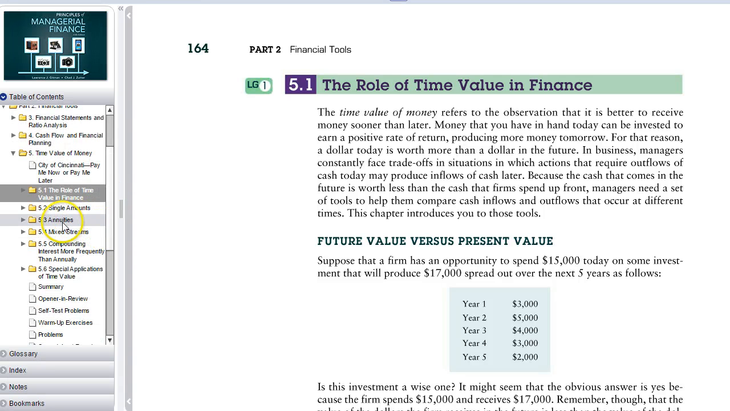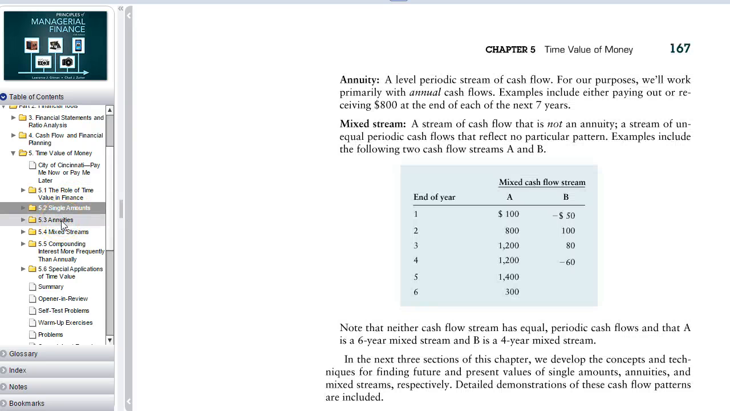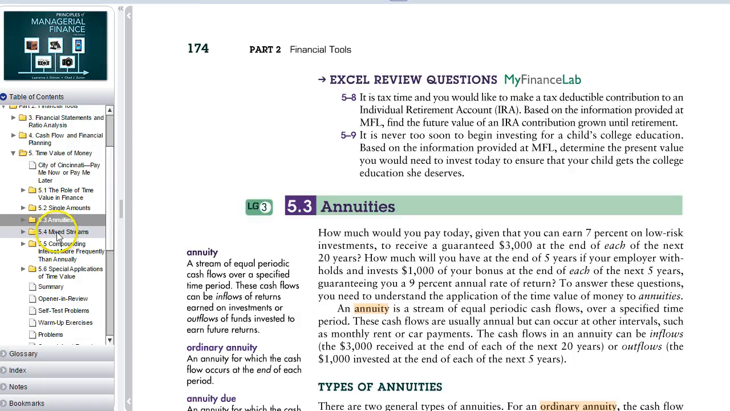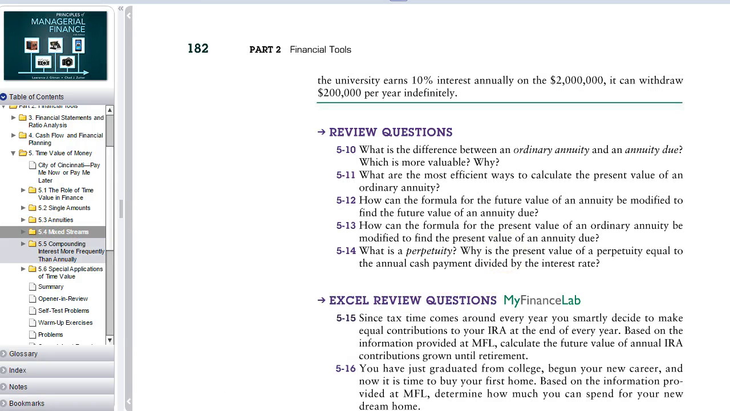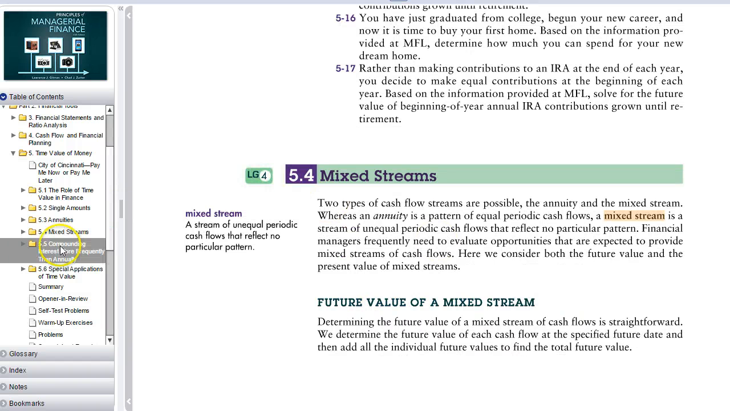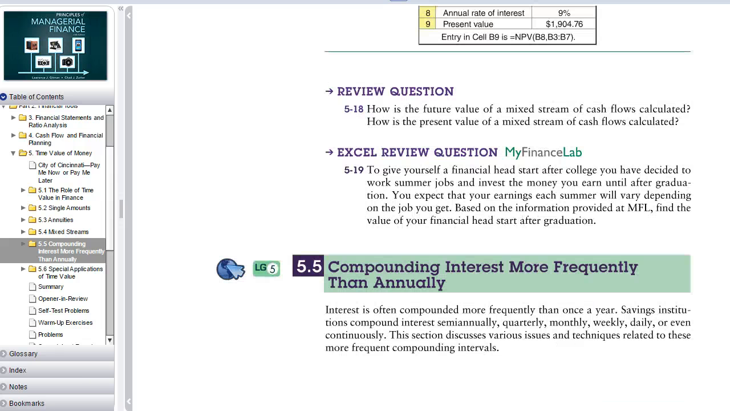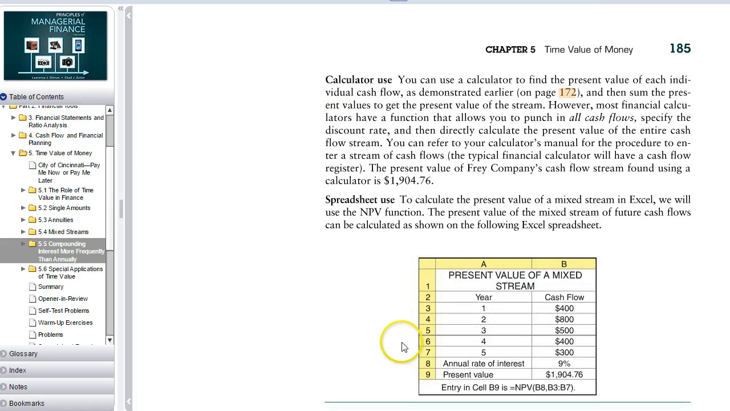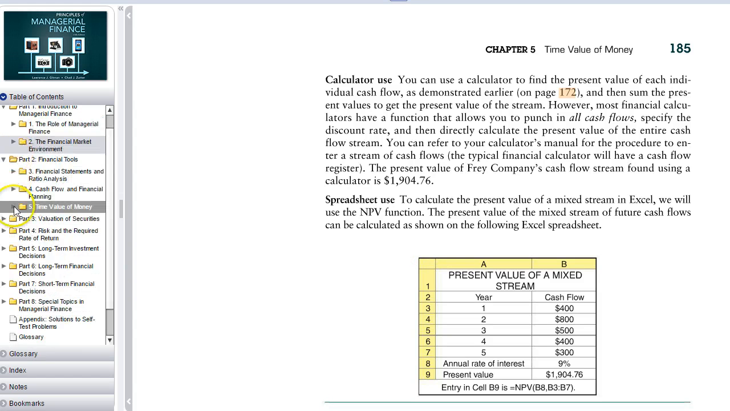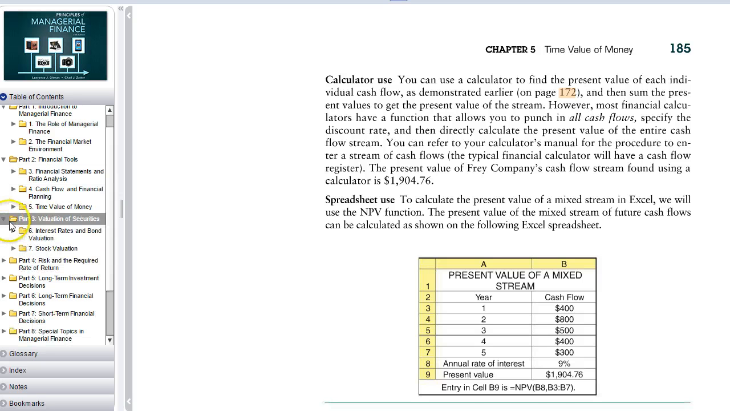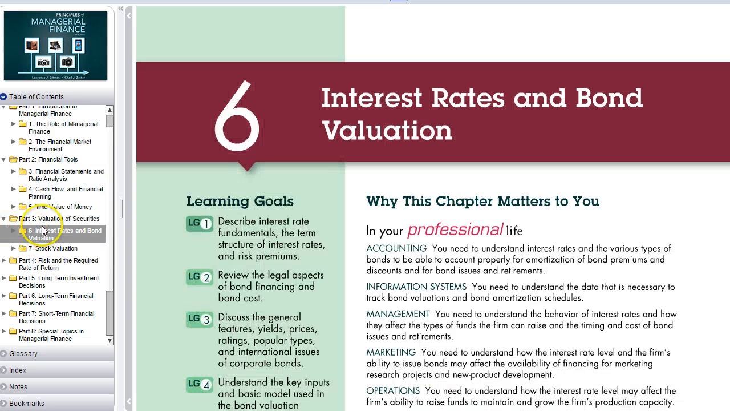So in this chapter, of course, we talked about how to use the formulas to calculate single values, annuities, mixed streams, mixed stream events, and then also use compounding more frequently than annually. So if you want to do quarterly, semi-annually, monthly, and also this chapter has a lot of good Excel information within the chapter.